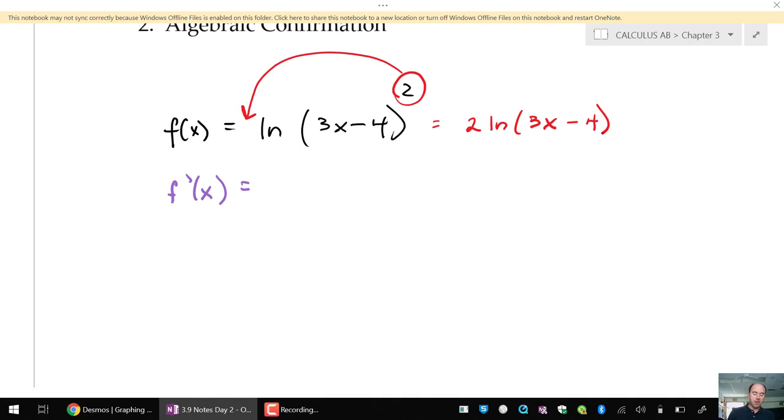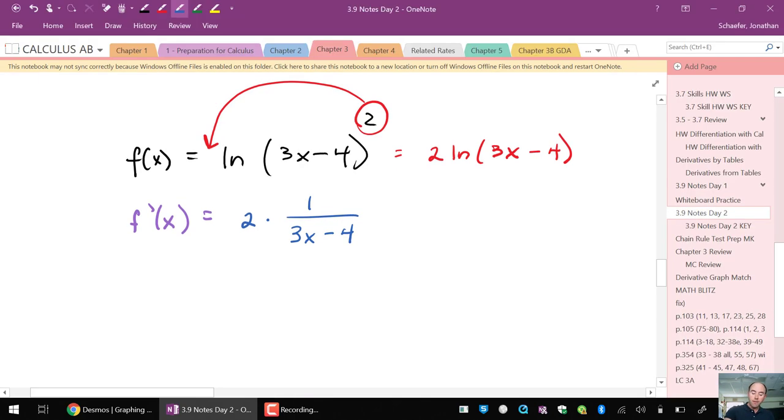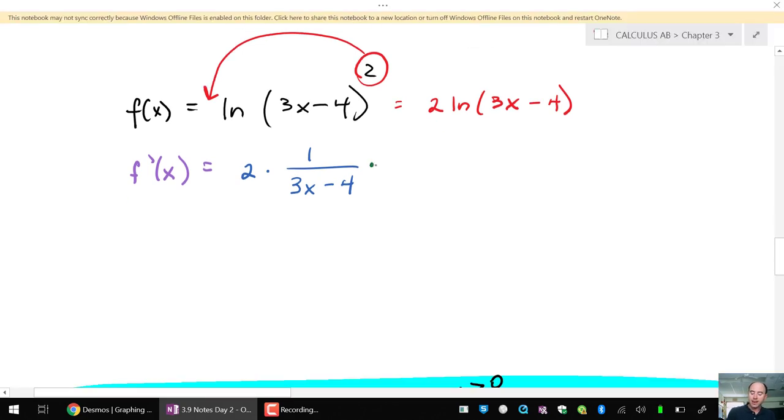Let's now dive into f prime. The rule says, by the way, that 2 is a multiplier. I'm just going to carry it over and not do anything with it. So 2 times the derivative of natural log. So take the reciprocal of the argument, 1 over 3x minus 4. But don't stop there, because the chain rule says we want to multiply by the derivative of that argument, and the derivative of 3x minus 4 is 3. I'm going to mark that and put a little note here that that 3 comes from the application of the chain rule in this logarithmic differentiation problem.